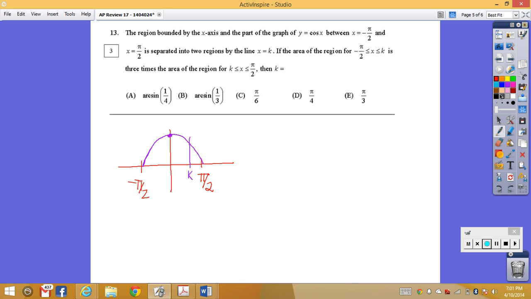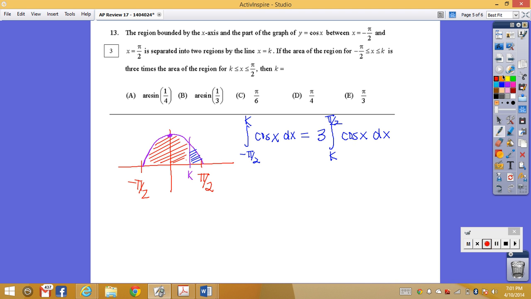So, let's see. It says that the area from here to here is 3 times the area from here to here. I'm just going to turn that into an equation. So the area from negative pi over 2 to k of cosine of x dx is 3 times the area from k to pi over 2 of cosine of x dx. So at least it's an easy function.